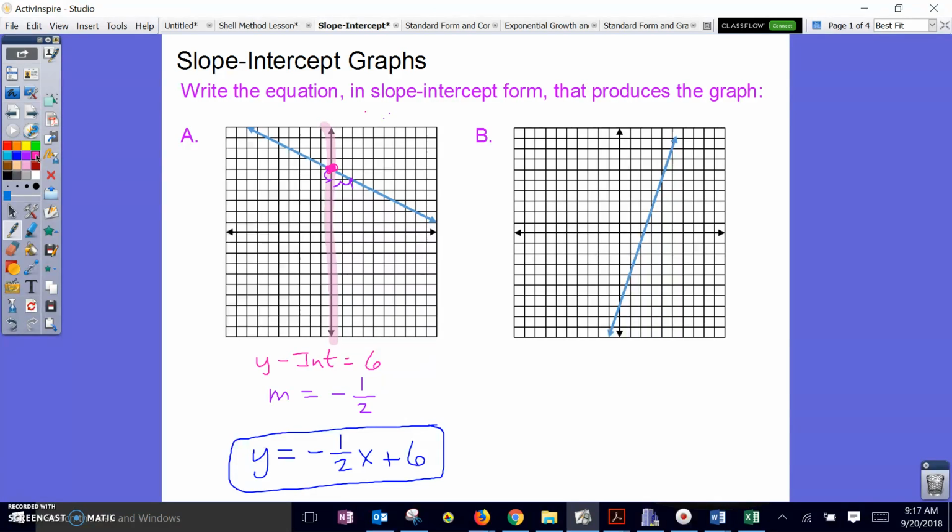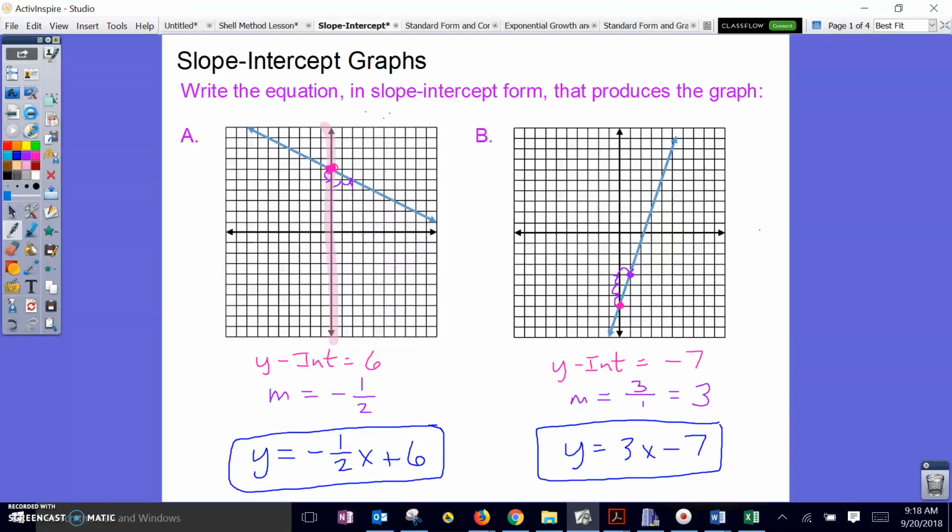Alright, so next, part B, I'm first going to identify the y-intercept. Where does the graph cross the y-axis? That happens at negative 7. And then I'm going to identify the slope. And to find the slope this time, I pick another point where the graph goes directly through a couple of grid lines. And now I count. I go up 1, 2, 3, as I go to the right 1. So my slope is going to have a rise of 3 over a run of 1. I can reduce that to the whole number 3. And then I'm going to write my equation, y equals 3x minus 7.